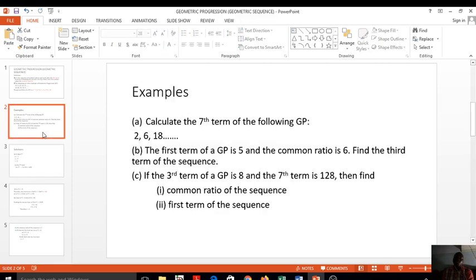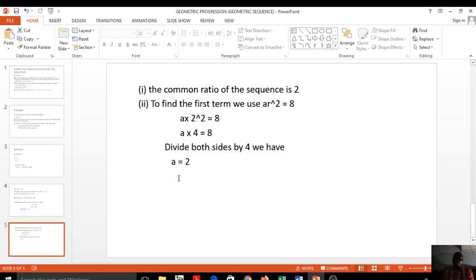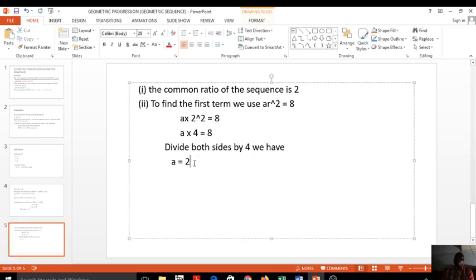So according to this question, the first term of the sequence is 2. So as of now, let's stop there. If you have got questions, please ask. Where you have not understood, you're most welcome.